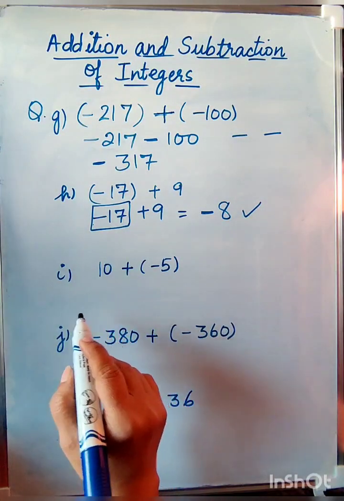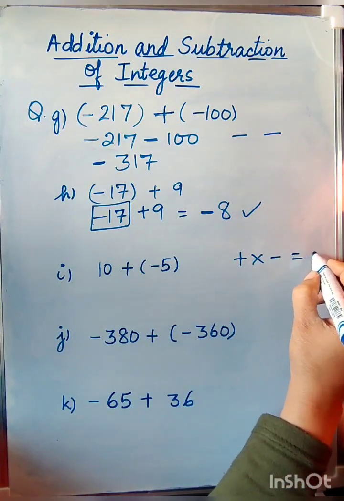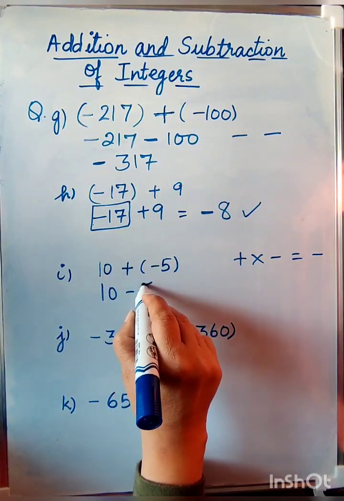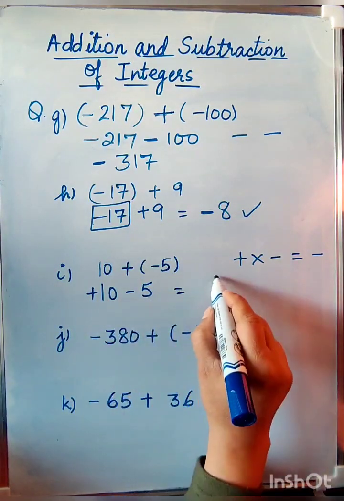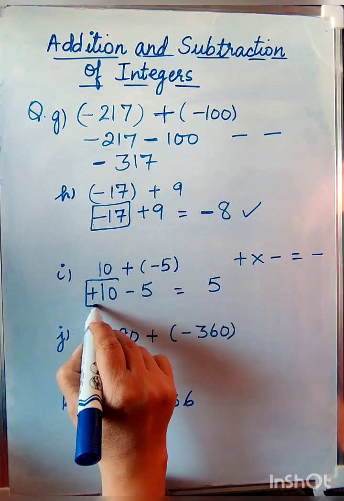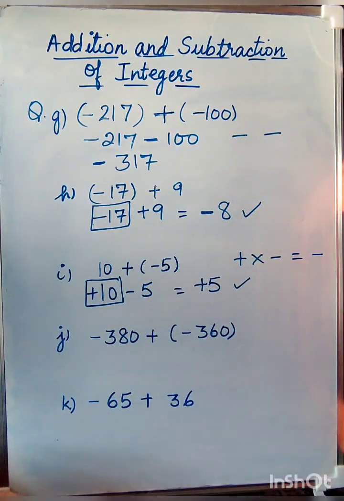Now next one is 10 plus minus 5. So plus into minus gives you a minus. So this will be 10 minus 5. That means plus 10 minus 5. This will be the difference with the sign of the bigger number, that is plus 5. This will be your answer.